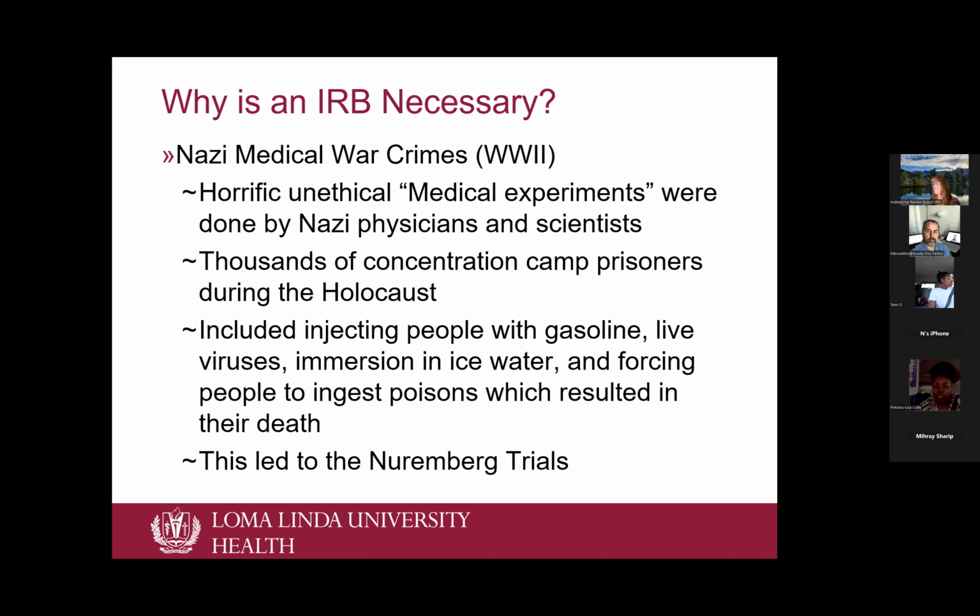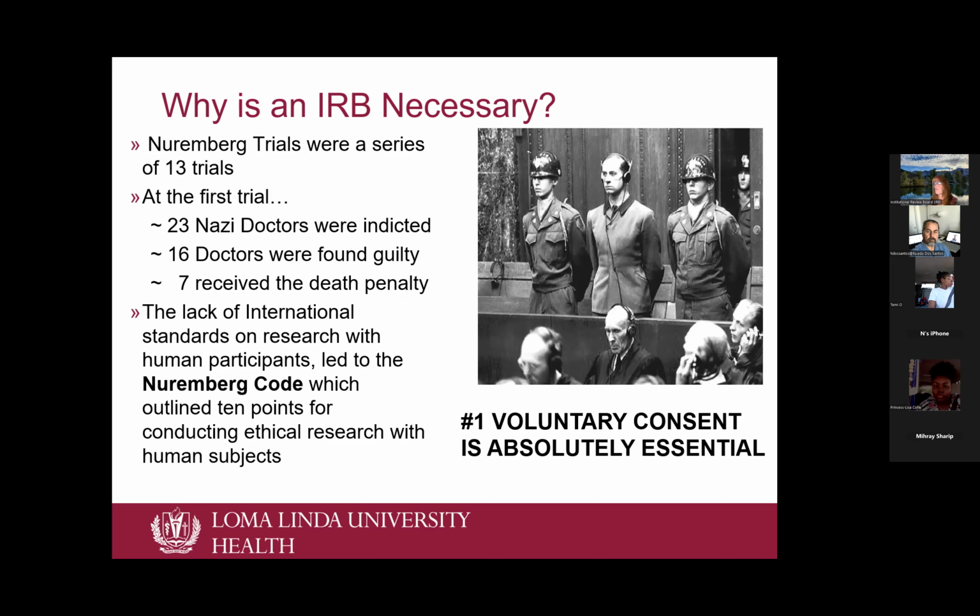Within the first of these 13 Nuremberg trials, there were 23 doctors who were indicted. 16 of these doctors were found guilty, and 7 received the death penalty. The lack of international standards on research with human participants is what led to the Nuremberg Code. That code is represented by 10 different points, and the primary point is that voluntary consent is absolutely essential.